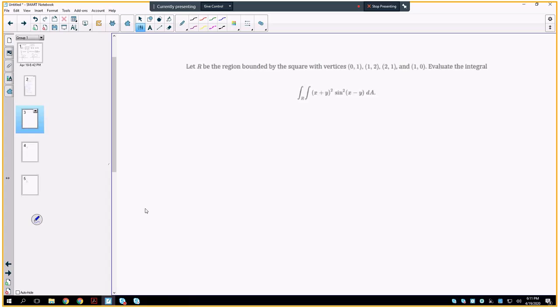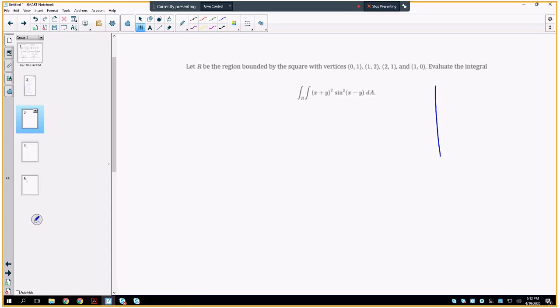So let's see one more example of using changes of variables and Jacobians to transform regions in the plane and then compute integrals. So this problem says let R be the region bounded by the square with vertices (0, 1), (1, 2), (2, 1), and (1, 0).